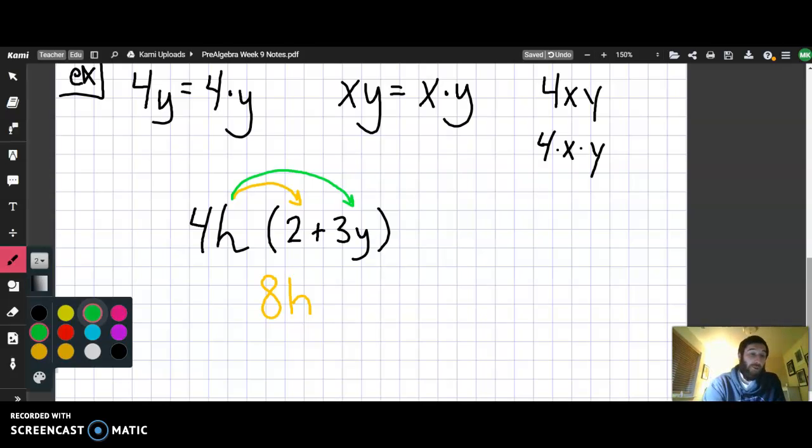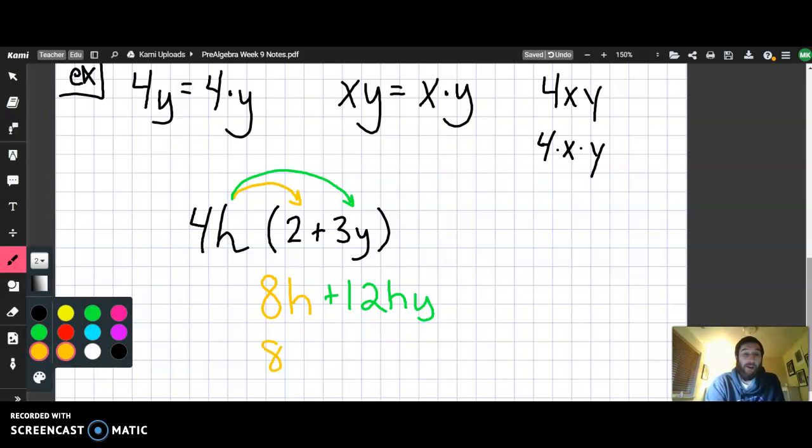Let's go ahead and multiply the green. Just like before, 4 times 3 is 12. So it's still 12. The numbers still multiply together. Now, instead of just having the y there, we also have the h. And like I said a second ago, that multiplication works. Just continue multiplying it. So it's 12 times h times y.